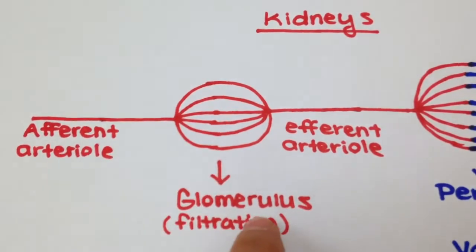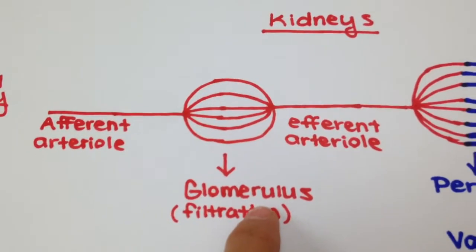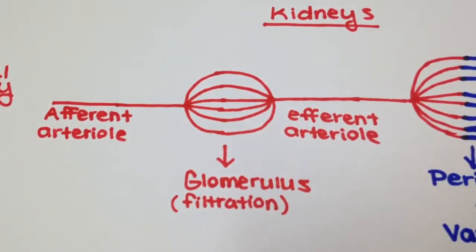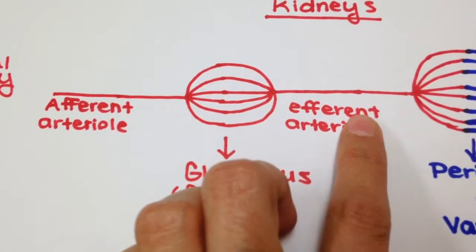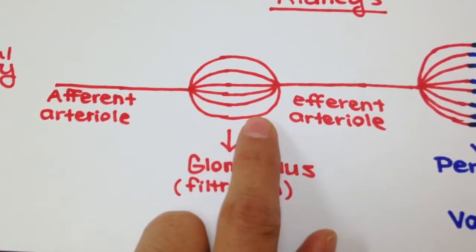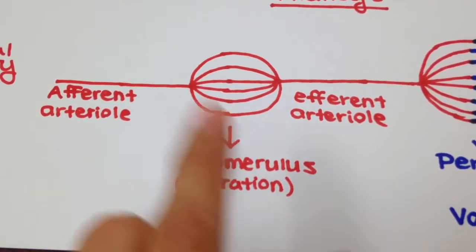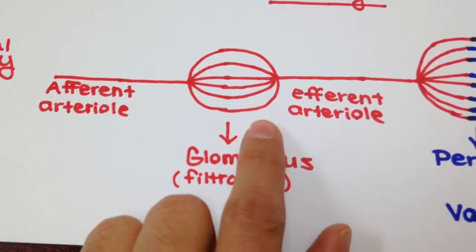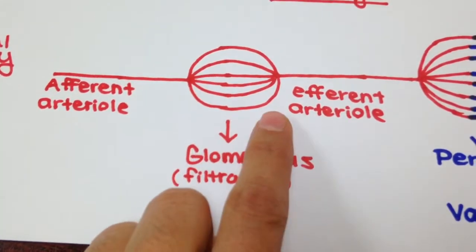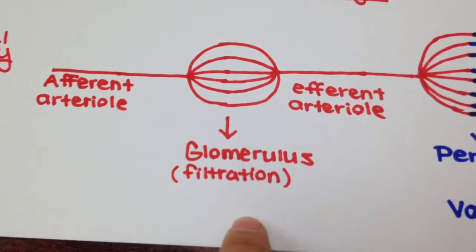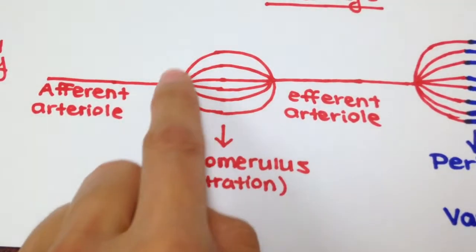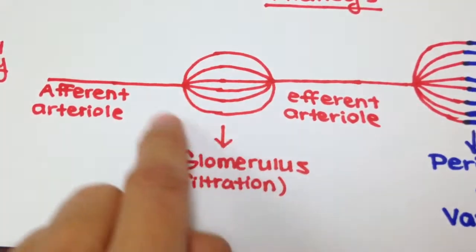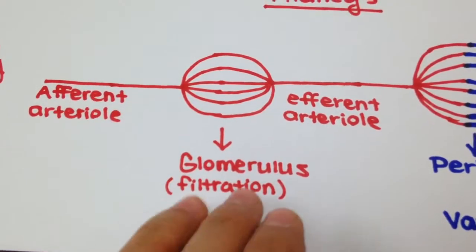So as you can see here, the color has not changed. It's red, and that's because it is still oxygenated blood. And what happens here is that the red blood cells are going to remain inside the capillaries. So other things that are small enough within the blood are going to get filtered out. However, the red blood cells stay inside the vessels here.